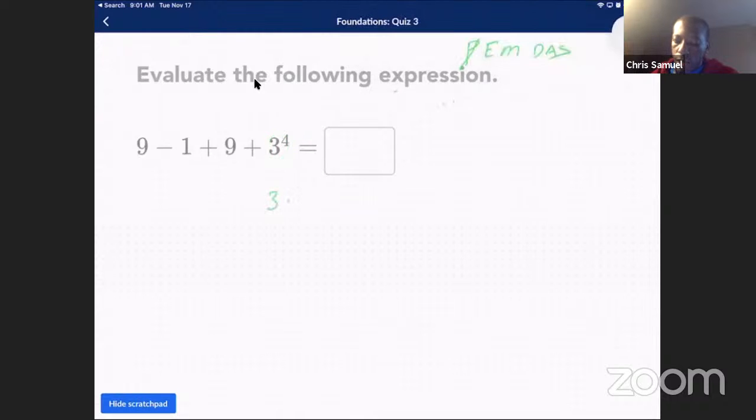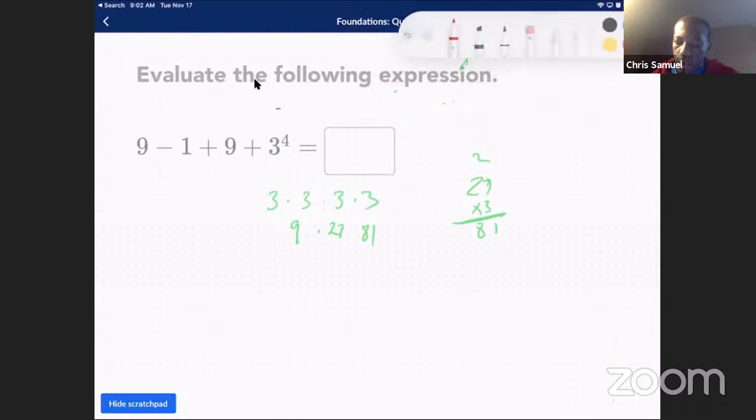And you have 3 times 3 times 3 times 3. 3 times 3 is 9. 9 times 3 is 27. 27 times 3 is 81. So that means this is going to be 81.